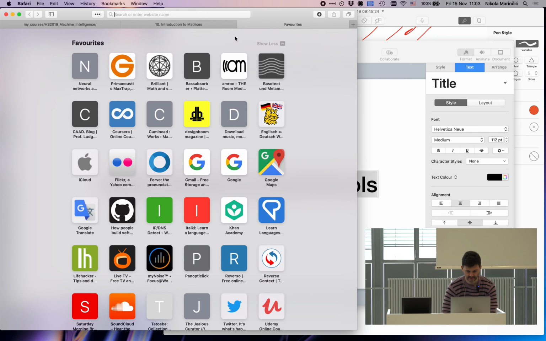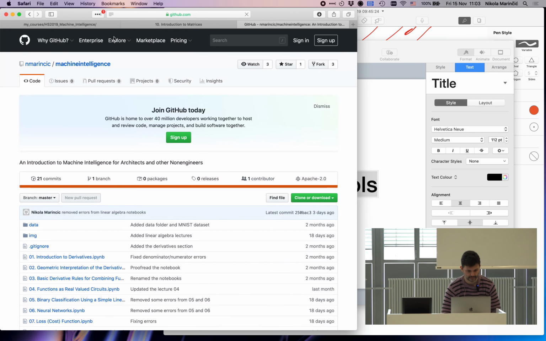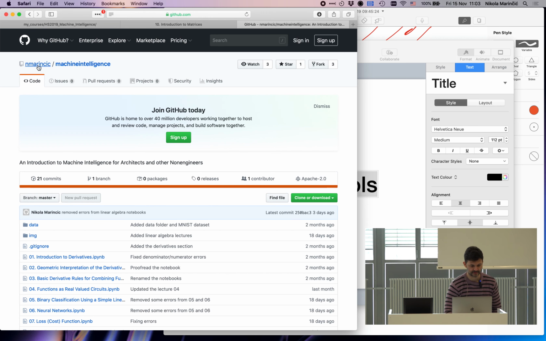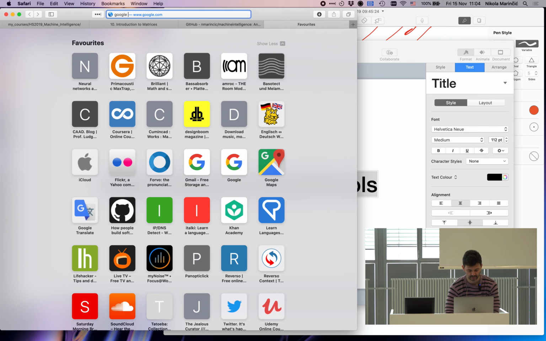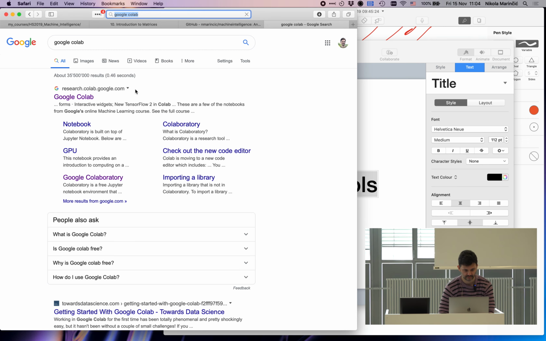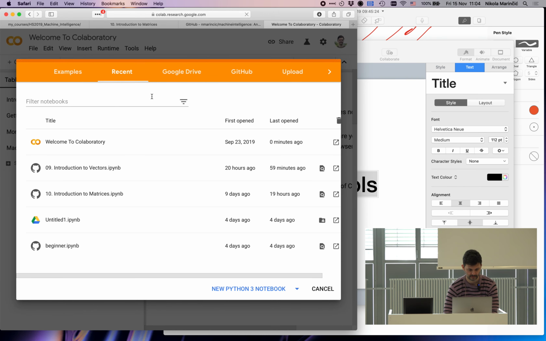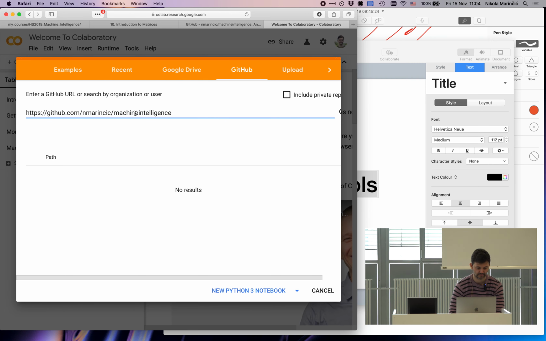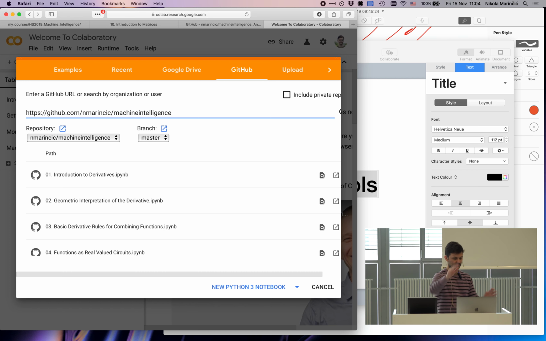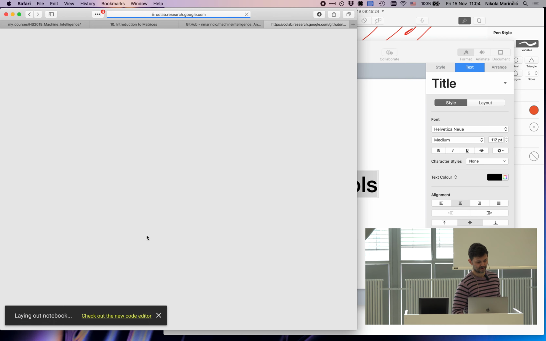Oh no, you need to go to GitHub. You go to this link. This is my name. You find this machine intelligence. You again go to Google Colab. You find GitHub, which is where my code is. You paste the link, and then Google browses, finds the notebooks, and then you find Introduction to Matrices, and then you can run the code and whatever.